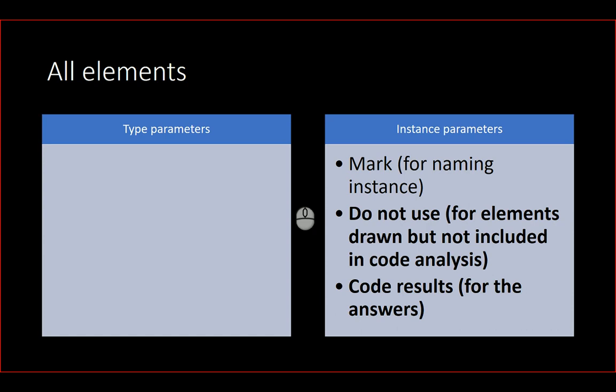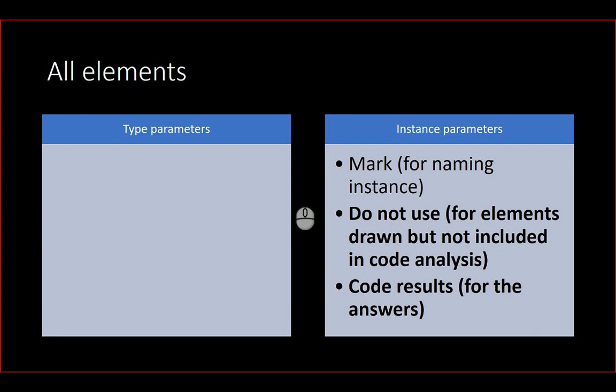Now, for all of these elements, we're making use of several additional instance parameters. First, we make use of the mark value for naming instances. Every object in Revit has a mark, which allows anything to be named. Naming them makes it much easier to find them in long, exhaustive lists of elements. We have a do not use parameter, which is just a simple checkbox, which allows us to draw objects but not include them in the code analysis. For example, a rolling overhead door is very common on a loading dock or in a storage area, but it's not allowed as an egress doorway. So we simply exclude it by clicking the do not use parameter.